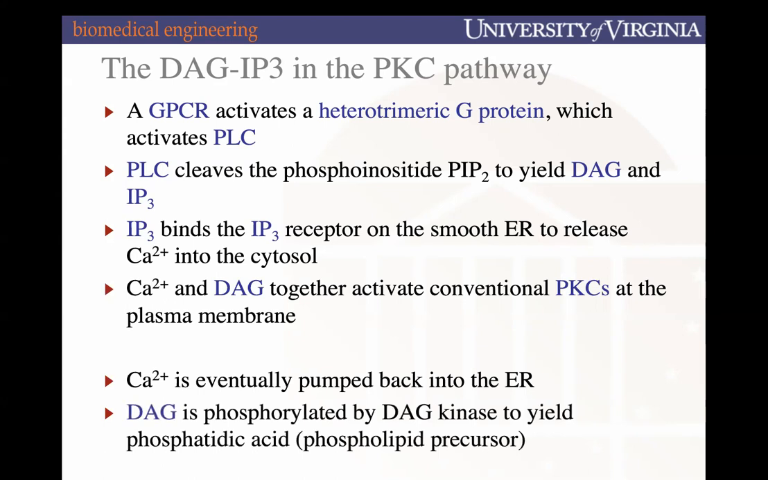And this goes back to a question I got earlier. What ends up happening after that to help restore things back is that DAG will then be phosphorylated by a kinase to yield phosphatidic acid. And so then it'll be available as a precursor to create a new phospholipid in the plasma membrane.